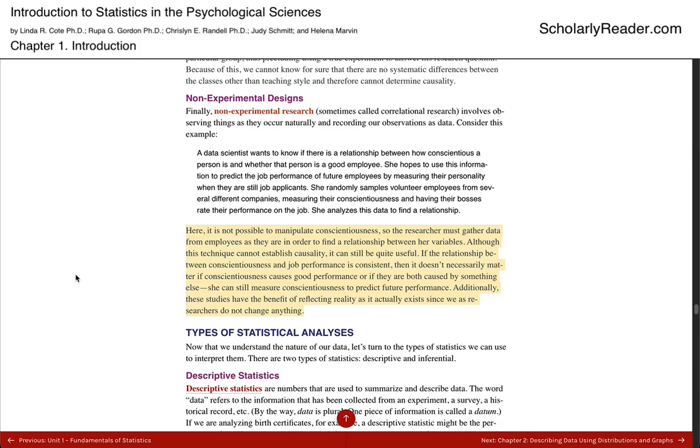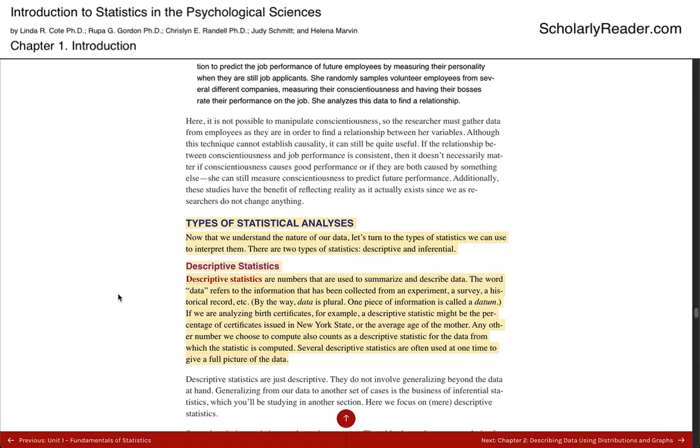Here, it is not possible to manipulate conscientiousness, so the researcher must gather data from employees as they are in order to find a relationship between her variables. Although this technique cannot establish causality, it can still be quite useful. If the relationship between conscientiousness and job performance is consistent, then it doesn't necessarily matter if conscientiousness causes good performance or if they are both caused by something else. She can still measure conscientiousness to predict future performance. Additionally, these studies have the benefit of reflecting reality as it actually exists, since we as researchers do not change anything.